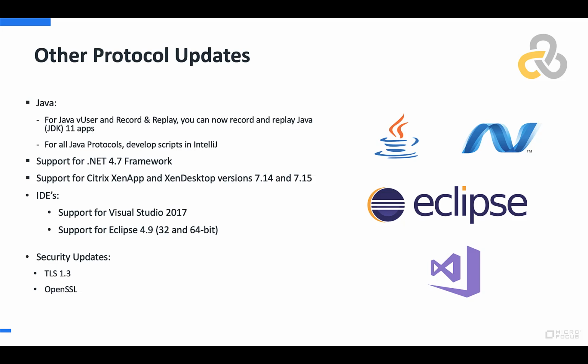We've always had a way to do scripting within different IDEs for LoadRunner. Specifically for Visual Studio, we added support for version 2017. And for Eclipse, we added support for version 4.9, which includes 32 and 64-bit. And last but not least, we did some security updates. First of all, supporting TLS 1.3, and then upgrading OpenSSL to 1.1.1.